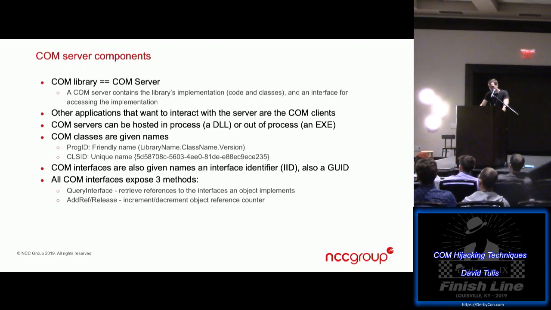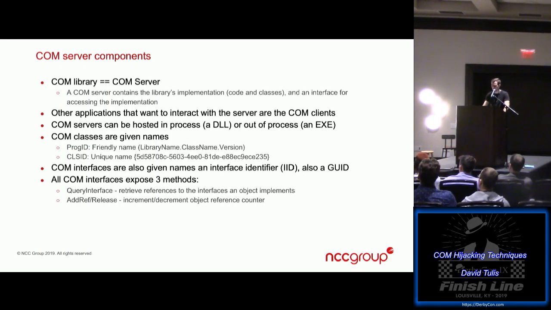COM server components must be assigned physical names and logical names. So a logical name like alerts.messagebox might be used by two different programs. So each COM object is given a physical name that is globally unique, or a GUID. There's a lot of GUIDs in COM, but the most important GUID is the class ID. This is the identifier of the library's actual implementation.